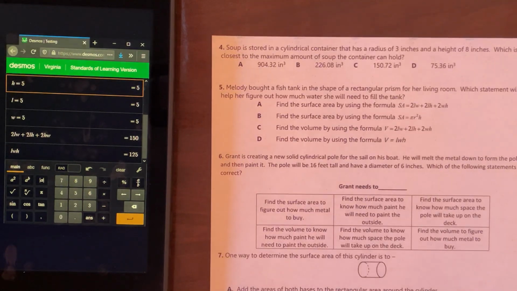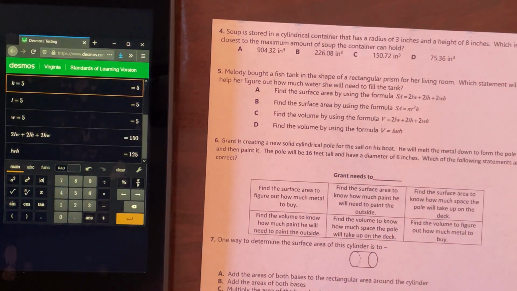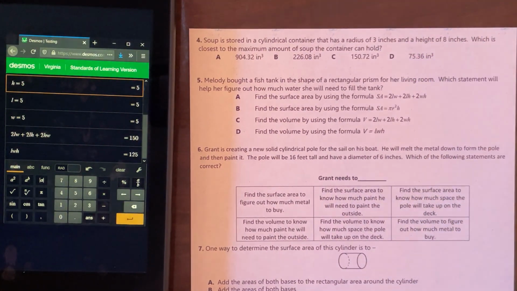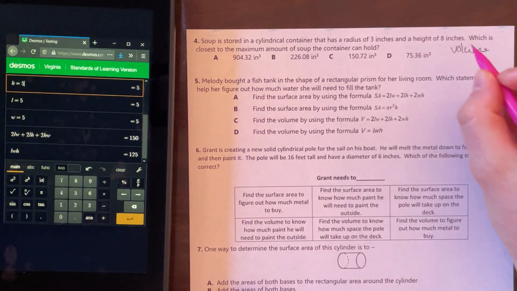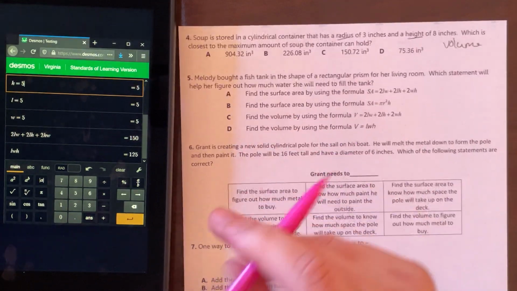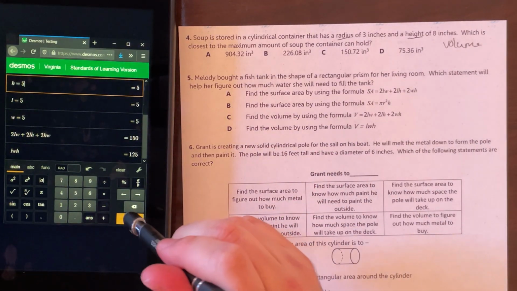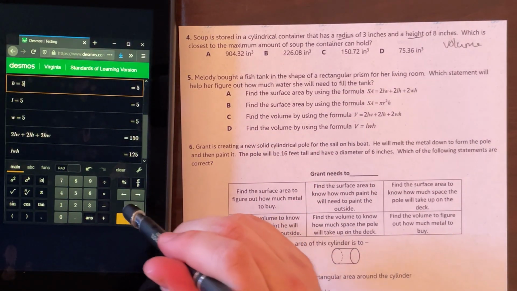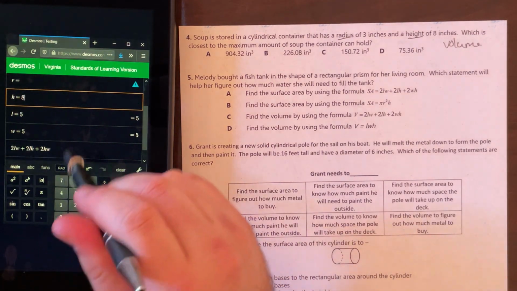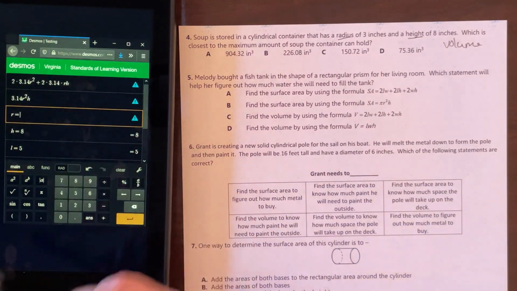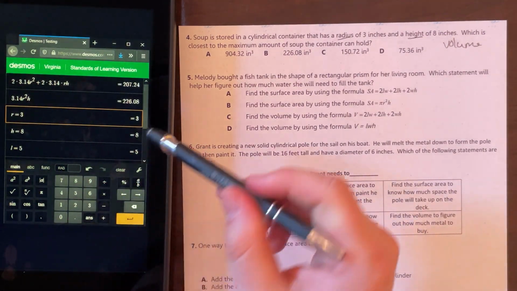There we go. For number 4, it says soup is stored in a cylindrical container that has a radius of 3 inches and a height of 8, which is the closest to the maximum amount that it can hold. So we're looking for volume on this one. Again, we have our height and radius, and so let's say our height for this one is 8, and our radius is 3. So we're looking for volume.